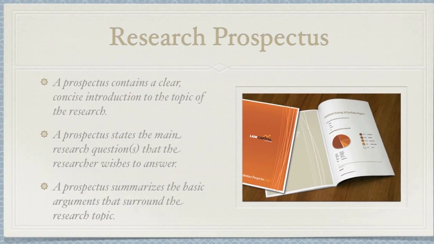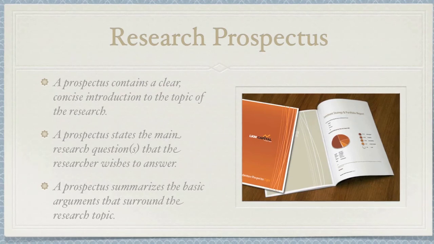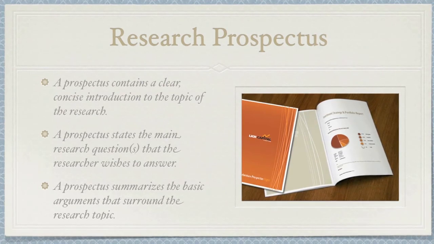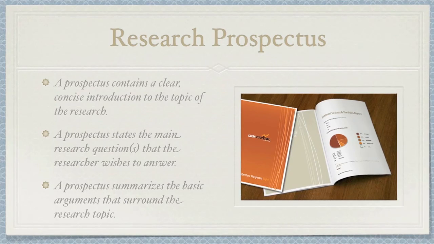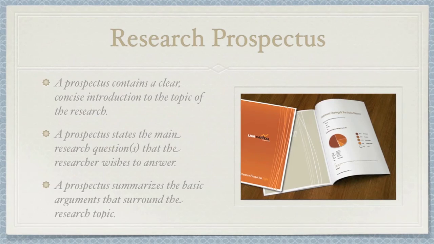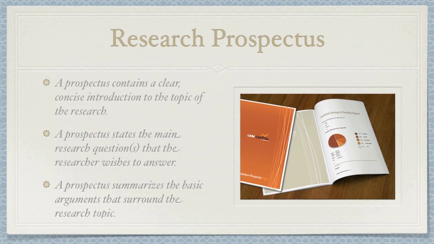After you've completed your preliminary research, you will need to write another research prospectus. The prospectus is different from the first one where you were essentially writing a research proposal to get your topic approved. This time you need to focus on your research question and writing a clear, concise introduction to the topic of the research. It is essentially a statement of purpose about your topic. Your prospectus will also summarize the basic arguments that surround the research topic.